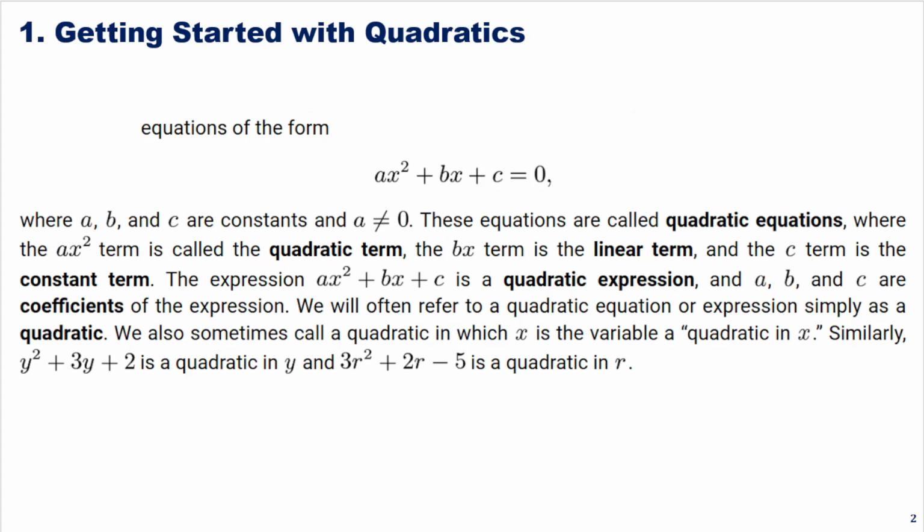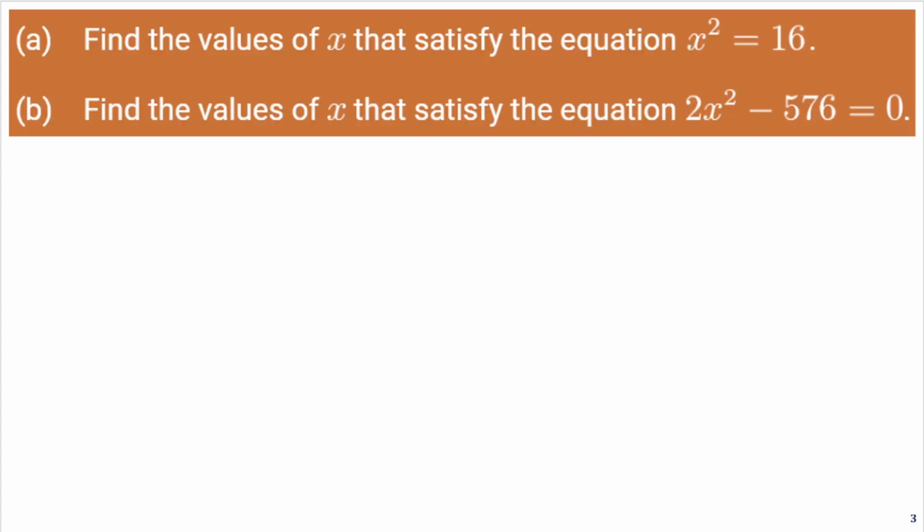Unfortunately, having both an x squared and x term makes isolating the variable in a quadratic equation a little trickier. So we'll start our exploration of quadratics by considering quadratics that do not have a linear term. So let's use an example to illustrate the concept here.